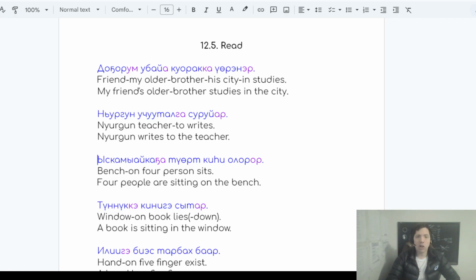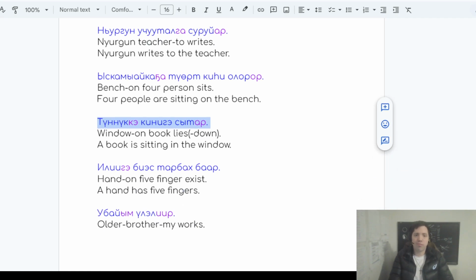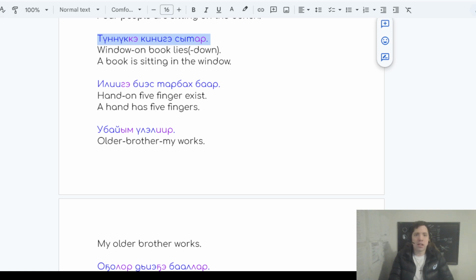Uskabai Kaga Turt Kihi Alarar. Four people are sitting on the bench. Tunuke Kinige Sitar. A book is sitting in the window. Ilige pies tarbach bar. A hand has 5 fingers.